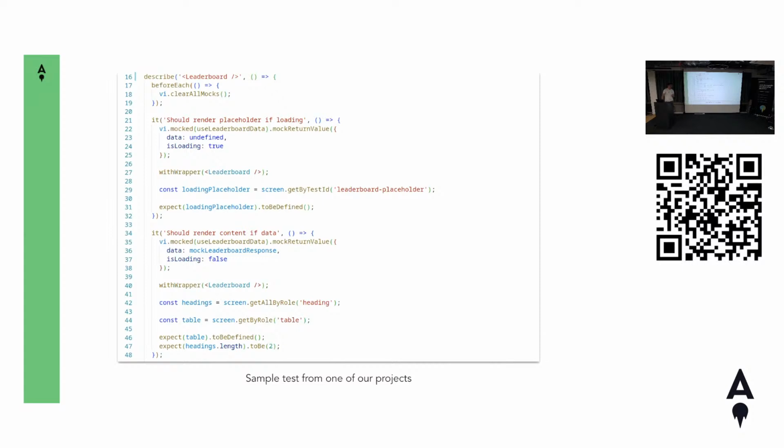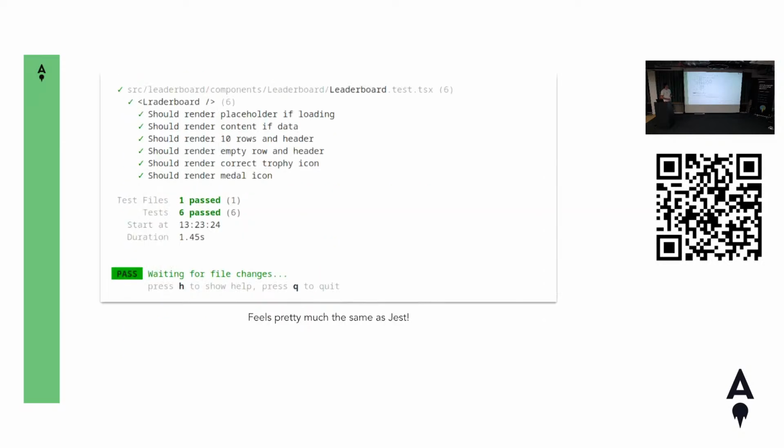Here's a sample test from one of our projects, right? So we've got our typical describe, beforeEach, it blocks. We've got some mocking, which works as you would expect. We've got the rendering of the component, for which we use our own custom wrapper. Then you have the assertions. So in this case, we are using React Testing Library for this test and this test. And yeah, that's it. If it feels and looks the same, it's because it is. So really easy to switch from Jest to Vitest. And even the way it displays the results is very familiar. So yeah, really great replacement.